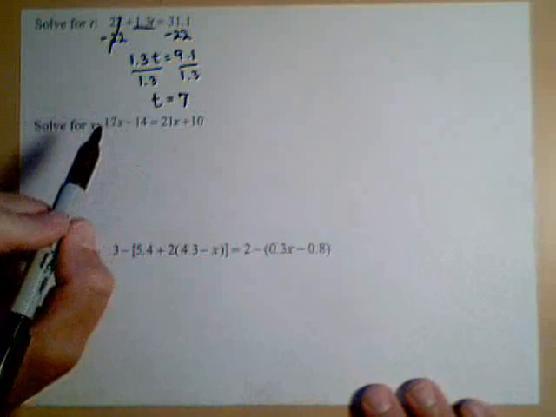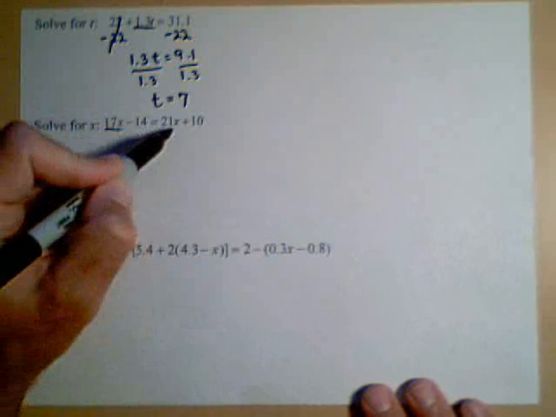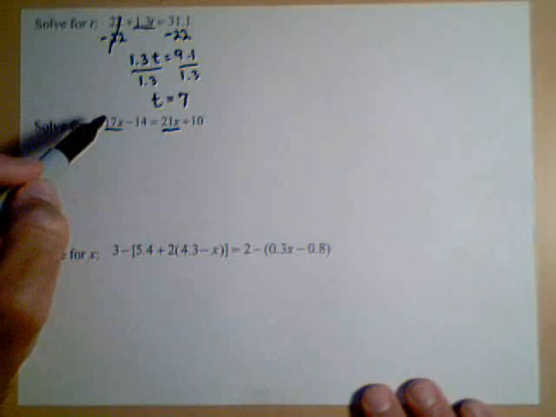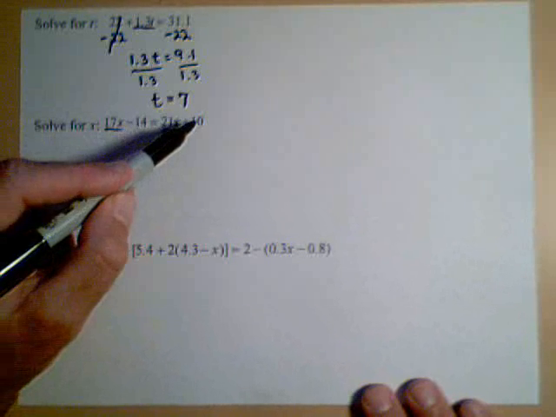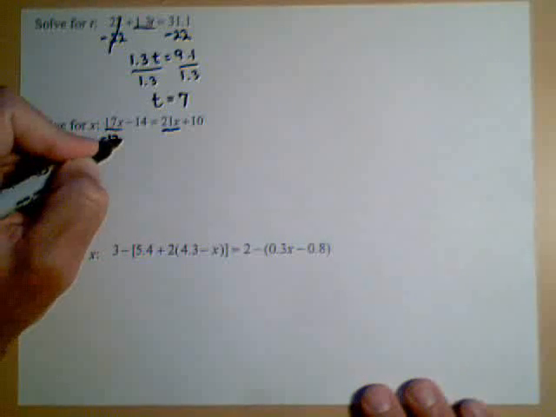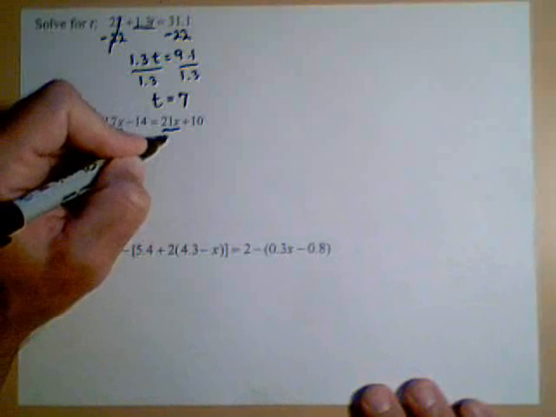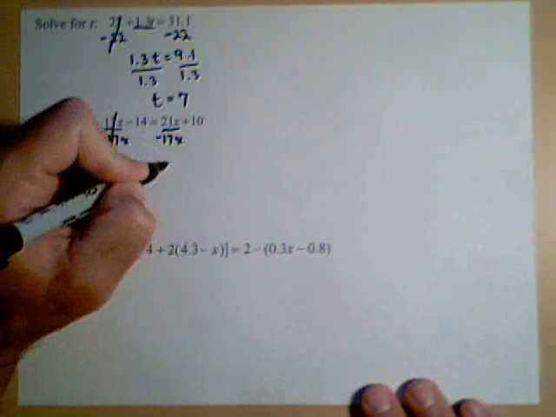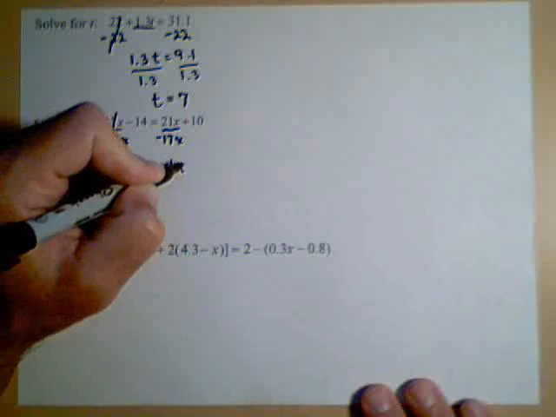In the second one, notice we have an x term on both sides. So we need to get the x terms isolated, get them on one side, and anything without an x on the other. So I'm going to put the x terms on the right, so I'm going to subtract 17x off of both sides. Cancels those out. Leaves me with 4x on this side.